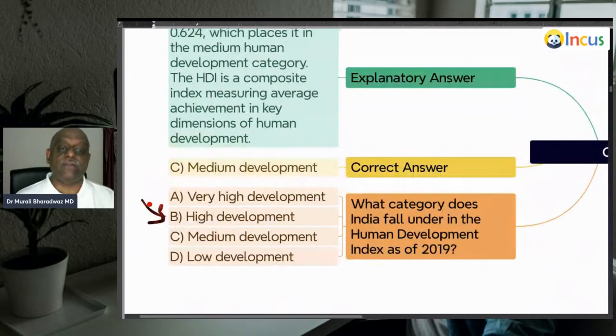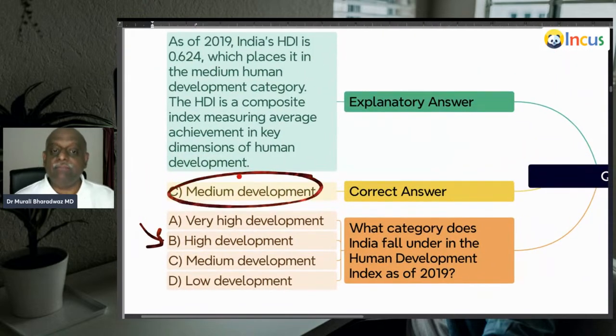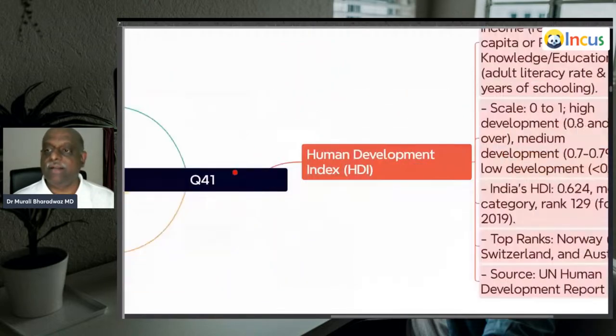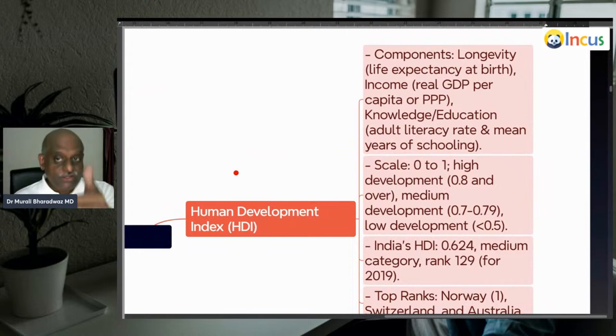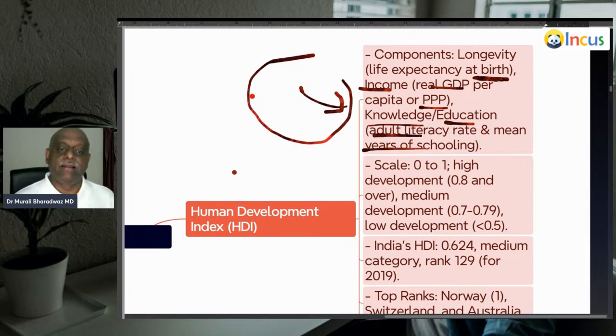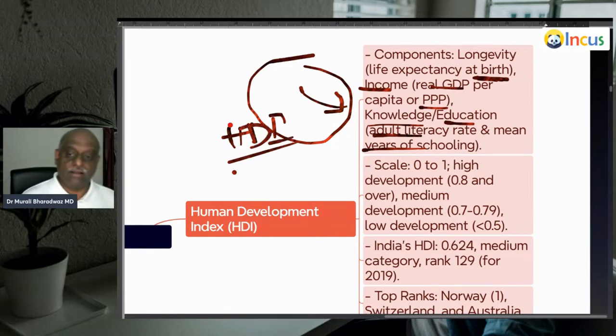Now, which category does India fall under in the HDI as of 2019, doctor? Medium development. India's HDI is 0.624. It is a composite index, the human development index: longevity, life expectancy at birth; income, that is real GDP per capita or PPP; then knowledge or education, adult literacy rate and mean years of schooling. They all come under the calculation of the human development index, is what you need to remember.